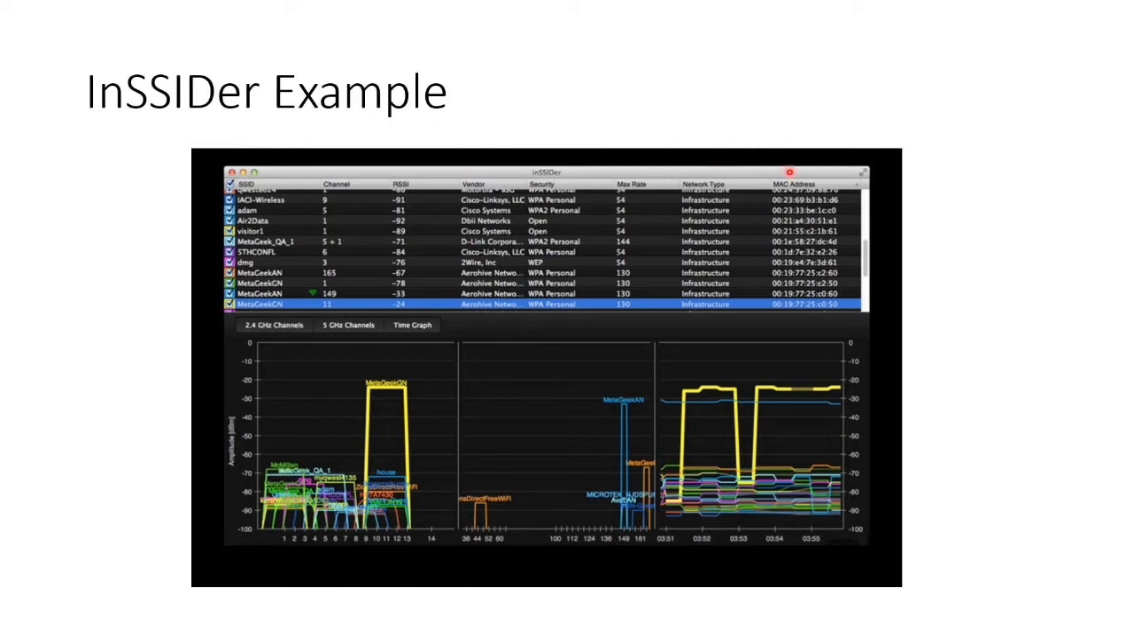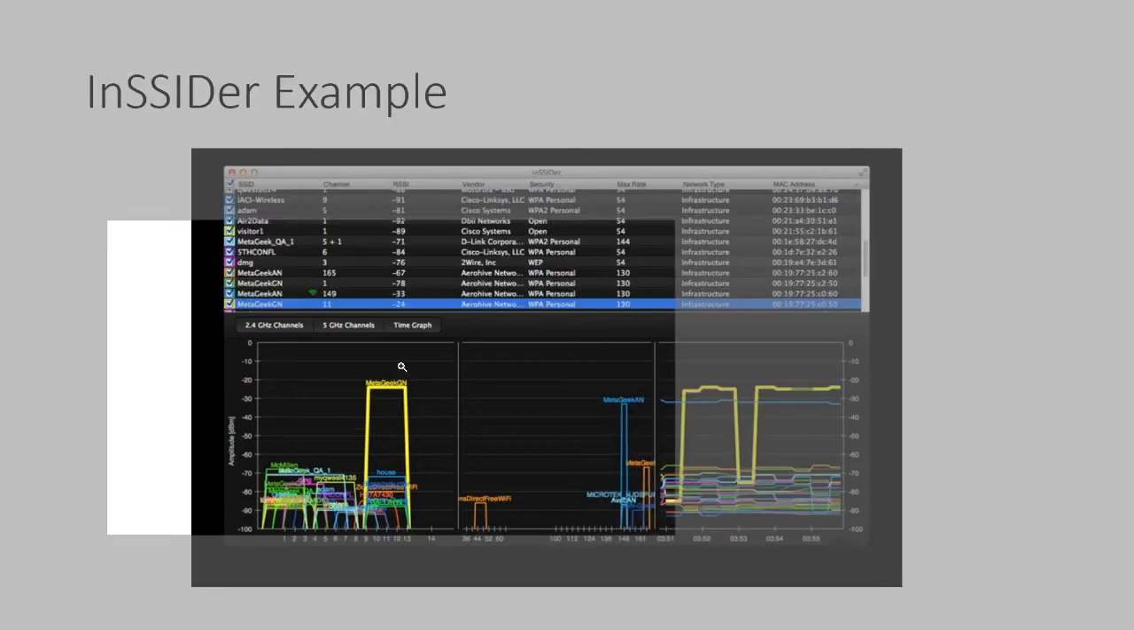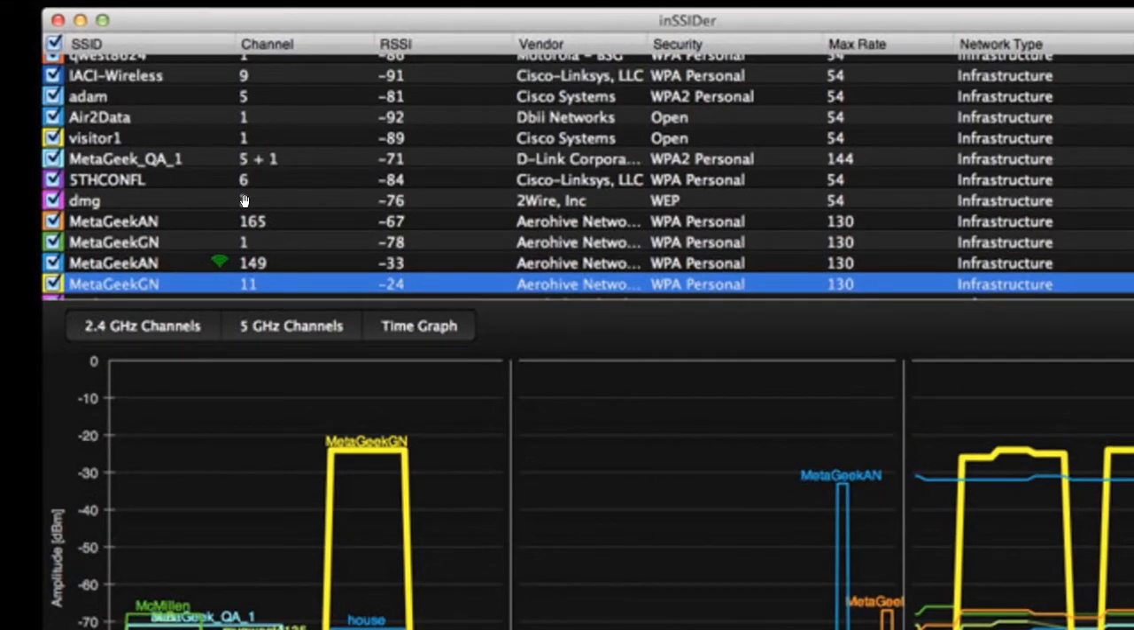Here's an example of inSSIDer. So inSSIDer will show us the various access points. We can zoom in so we can see the names of them, the channel. We can see their signal strength, the vendor, the maximum throughput. Do they have security or not?